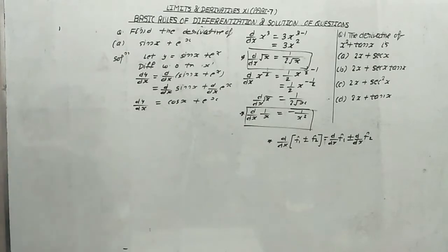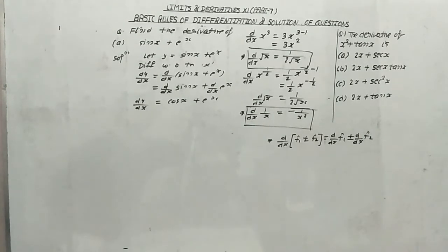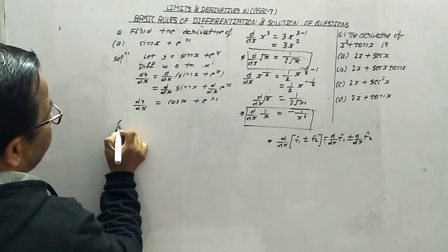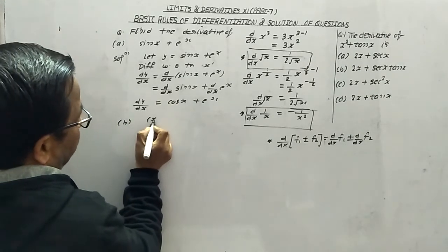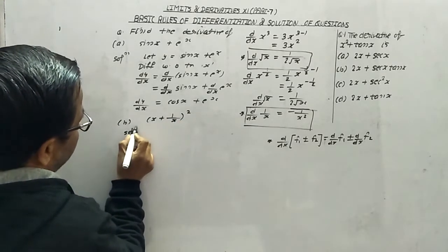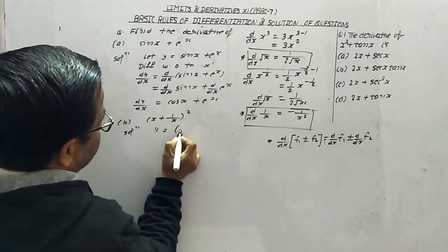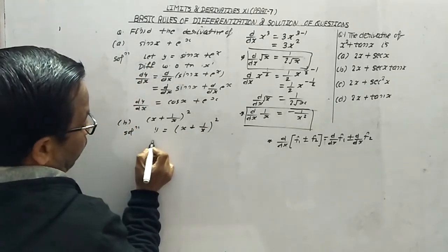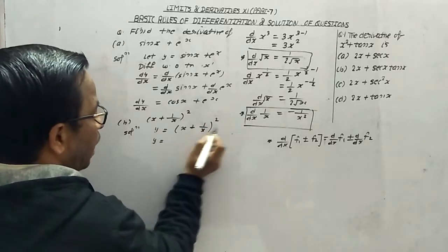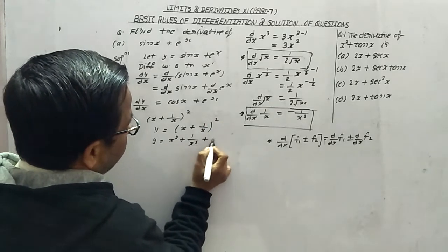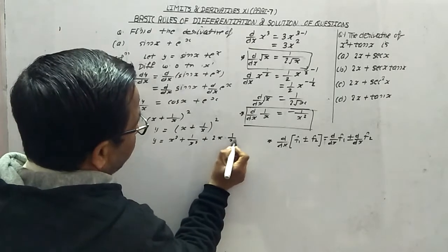Look at this thing. If we have to find out the derivative of x plus 1 upon x whole square, then how will we do the solution? First of all, we will say let y is equals to x plus 1 upon x whole square. Now first of all, expand this identity. It means this become x square plus 1 upon x square plus 2x into 1 upon x.